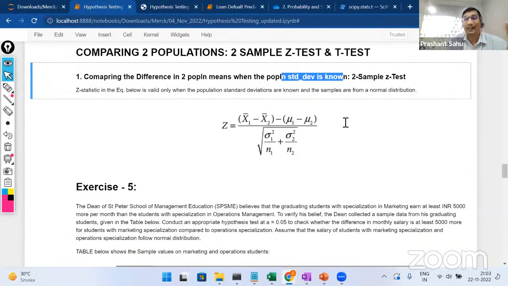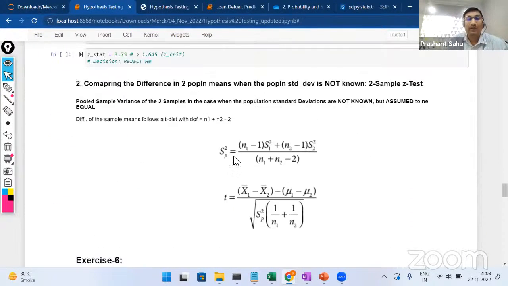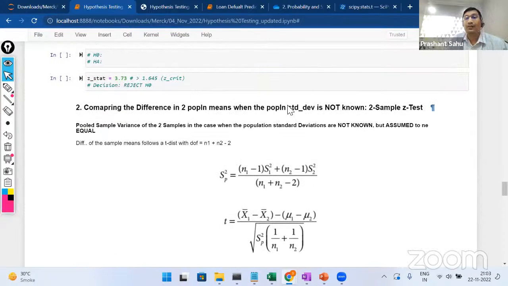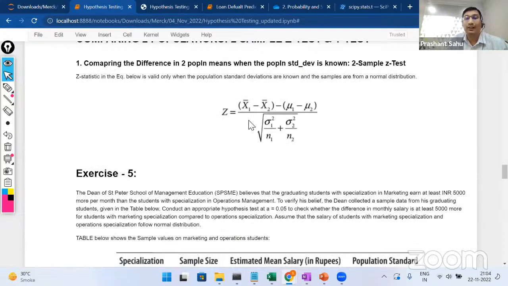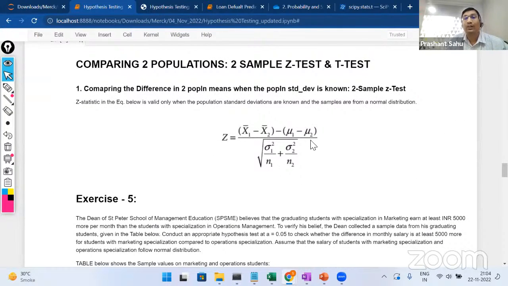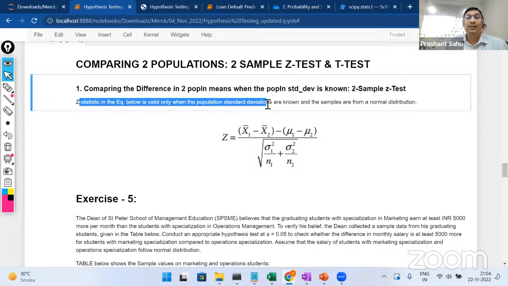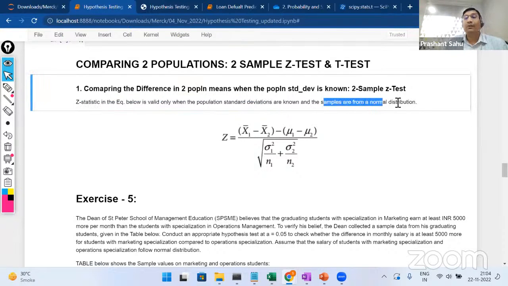two sample Z test. If the population standard deviation is not known, that scenario is there here. So if it is known, go for a Z test. And this is the formula that you would be using for calculating the Z statistic. Here the Z statistic in the equation below is valid only when the population standard deviations are known and the samples are from a normal distribution. So there are two assumptions here. Sample is also coming from a normal distribution.